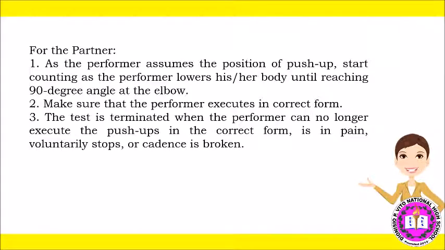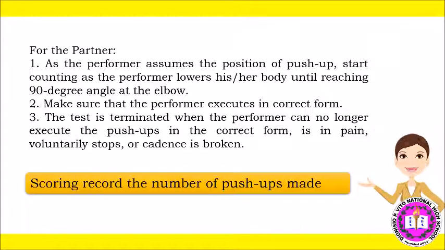For the partner: as the performer assumes the position of push-up, start counting as the performer lowers his or her body until reaching a 90-degree angle at the elbow. Make sure that the performer executes in correct form. The test is terminated when the performer can no longer execute the push-ups in the correct form, is in pain, voluntarily stops, or cadence is broken. Scoring: record the number of push-ups made.